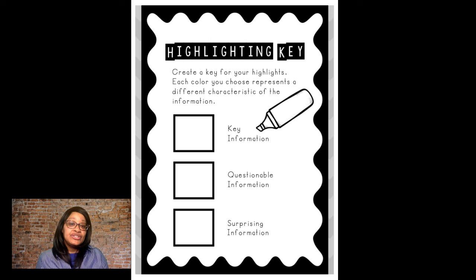So I would tell my students that they can customize and choose whatever colors they would like to help get their attention for a specific thing. So if they are looking for key information, maybe we will make that yellow. If they are looking for questionable information, maybe we'll make that pink. And if they're looking for surprising information, maybe they will make that blue. So it's up to the student how he or she would like to customize.